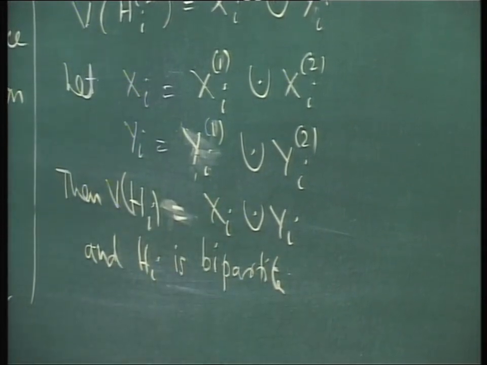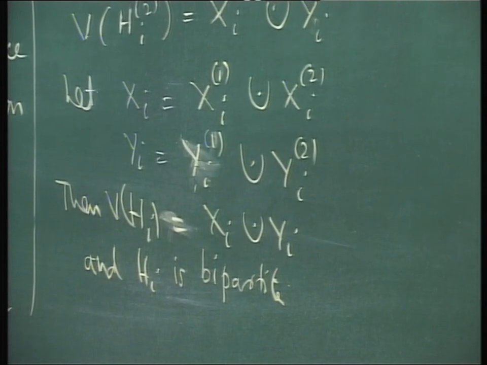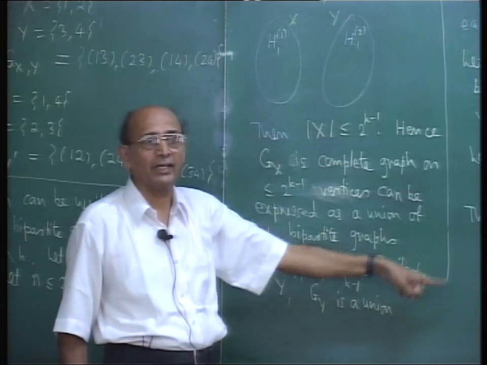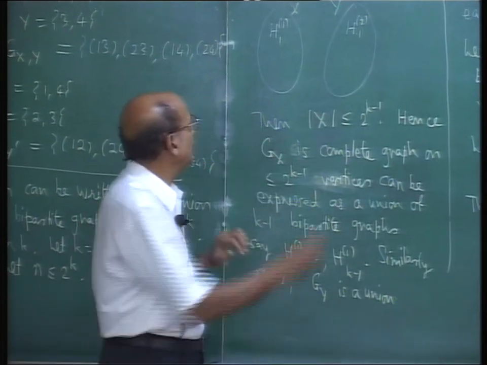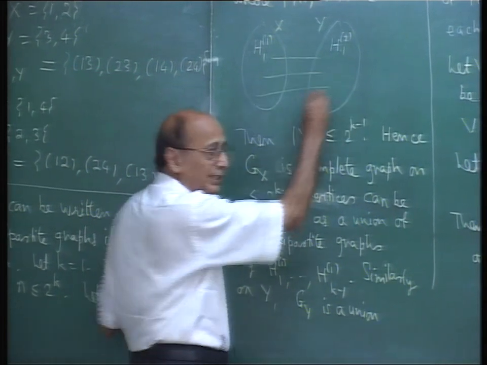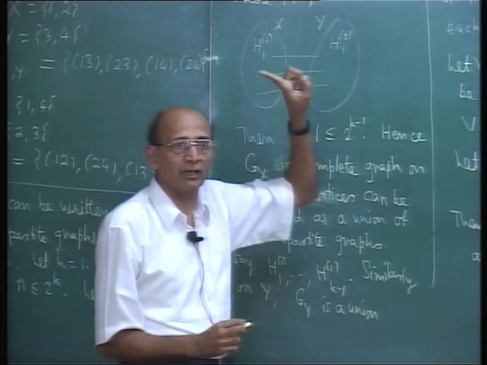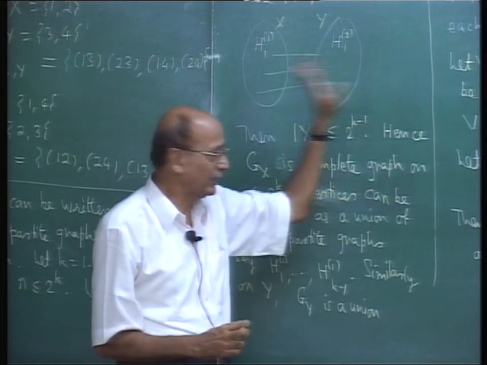See, what it means is all the edges that occur inside this and inside this, they all have been covered by these k minus 1 bipartite graphs. Now the ones that are remaining are only the things going across. They can be covered by a single bipartite graph.